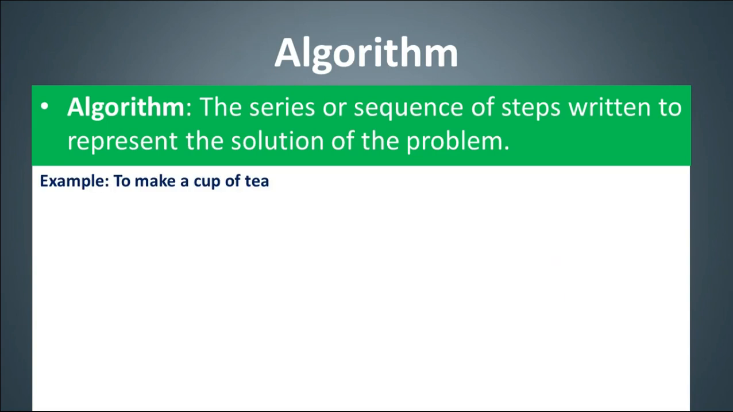So let us start with a very simple problem. We have to make a cup of tea. To make a cup of tea, we have to start the process. So this is step one, which means formally we mark that we are starting the process.